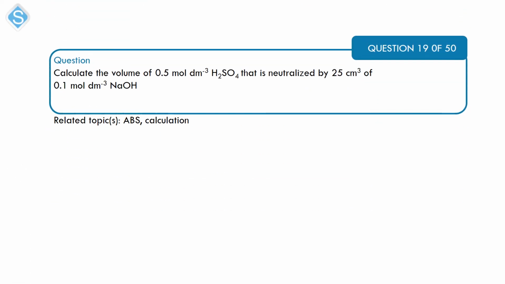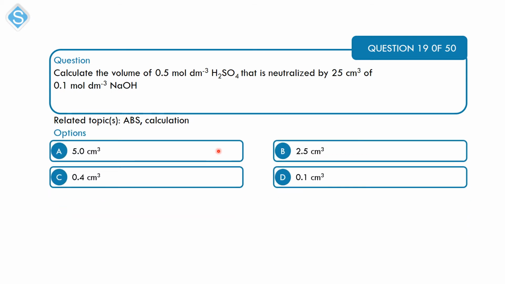So next is a question on acid, base, and salt. It's also relating to stoichiometry. Calculate the volume of 0.5 moles per dm cube tetraoxosulfate 6 acid that is neutralized by 25 cm cube of 0.1 mole per dm cube sodium hydroxide. You have A 5.0 cm cube, B 2.5 cm cube, C 0.4 cm cube, and D 0.1 cm cube.